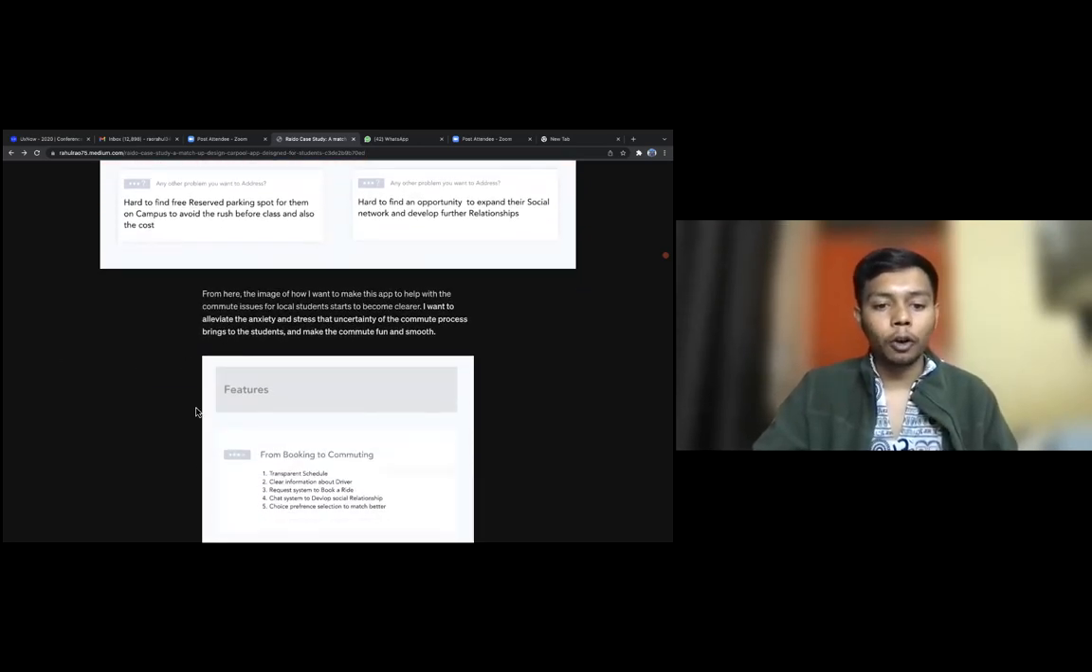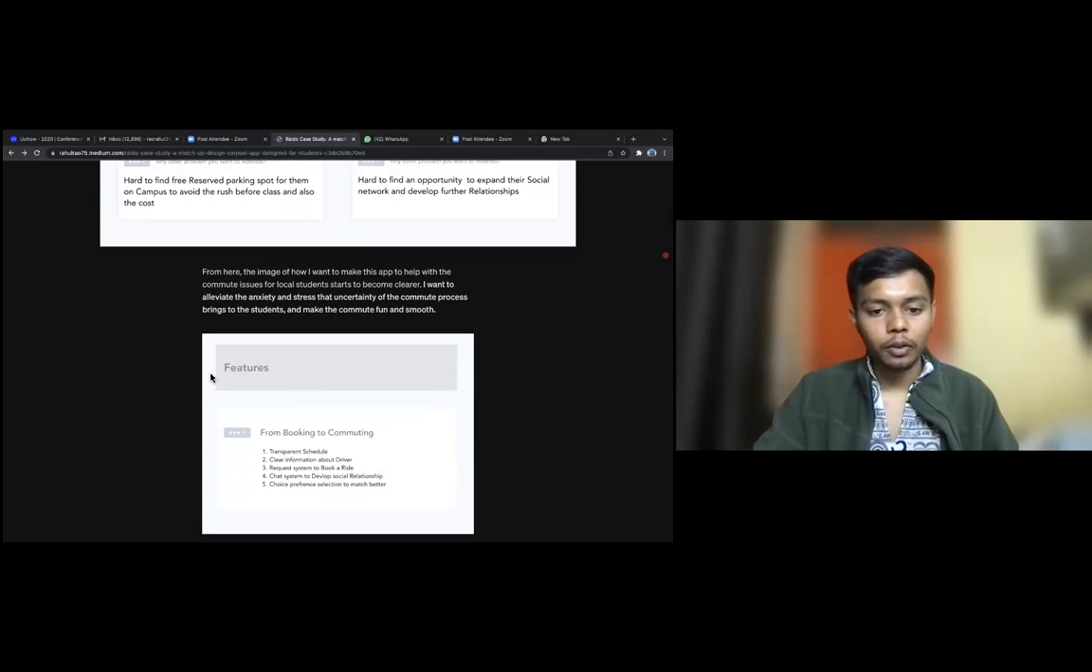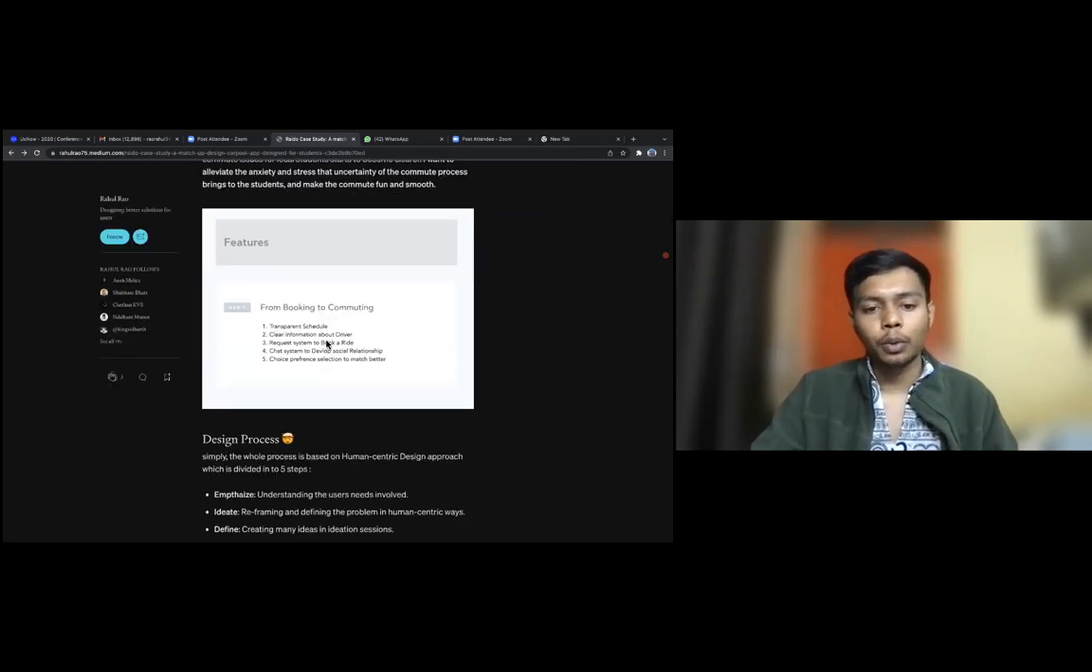So now let's talk about the features. This was the list of features that I focused on for my design: transparent schedule, clear information about the driver, a request system to book a ride, a chat system to develop a social relationship, and choice preference selection to match better.